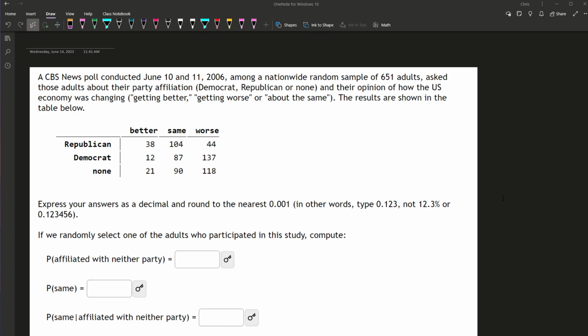It says to express your answers as a decimal and round to the nearest 0.001. If we randomly select one of the adults who participated in the study, this says compute affiliated with neither party. I think that we could do that. All you have to do is find all of the people in the none row, add them up, and divide by the total number of adults, which we know is 651.